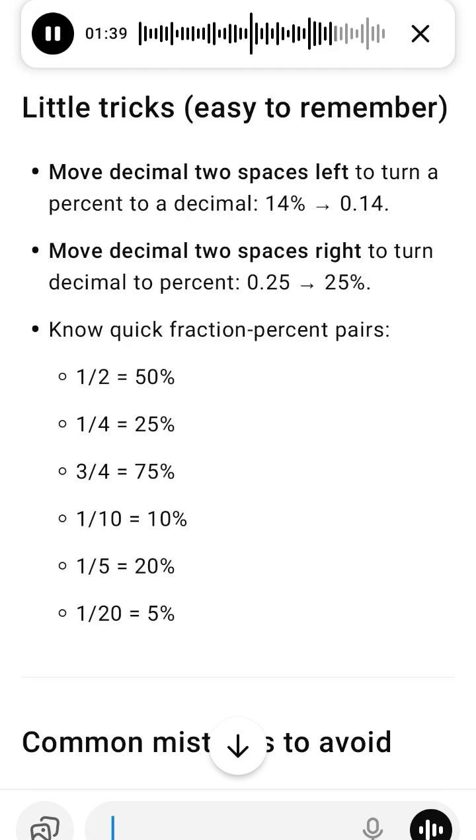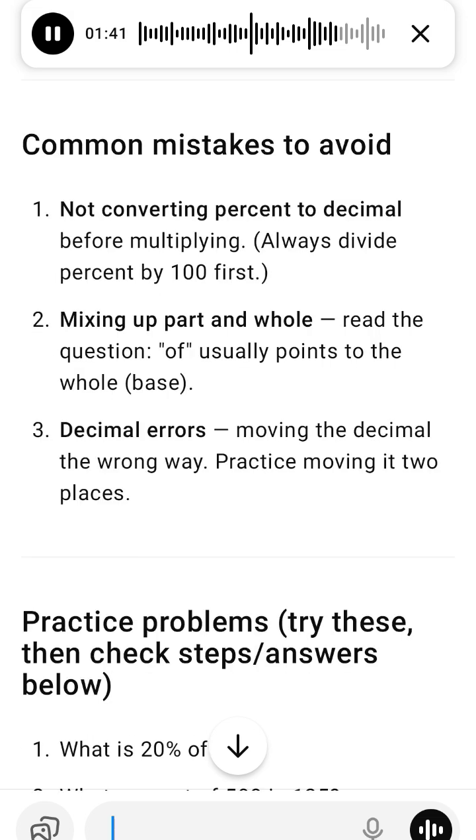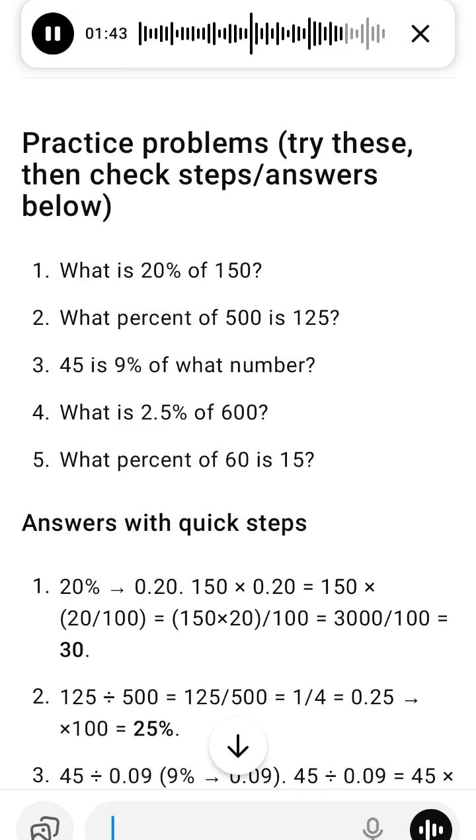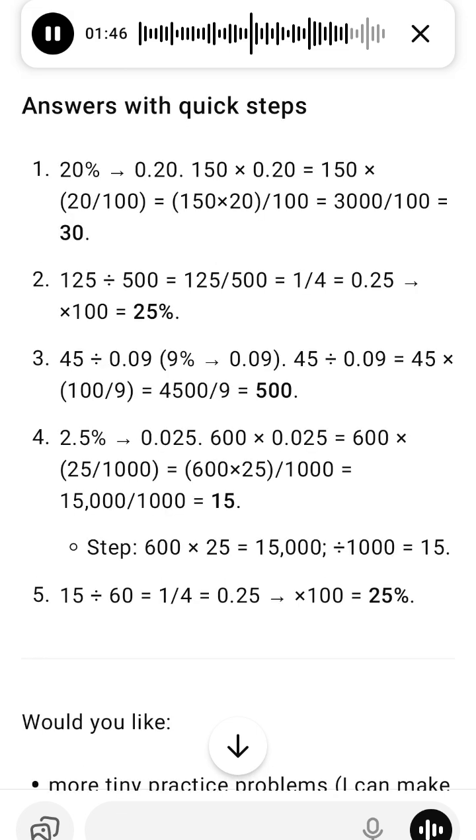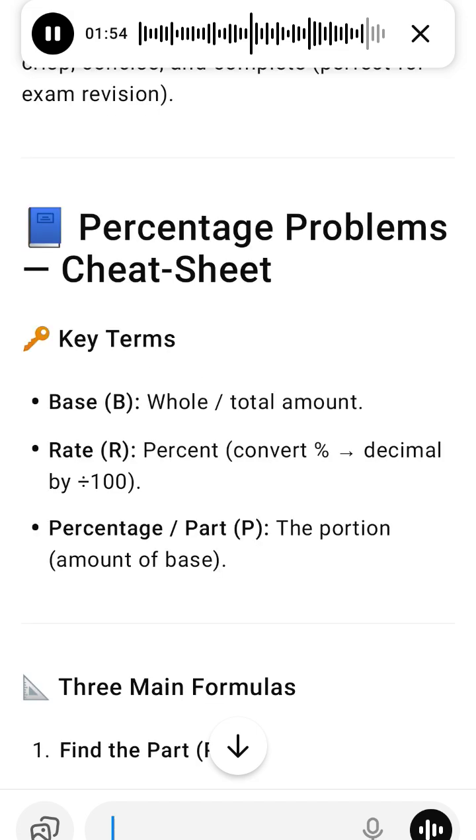Examples you must know. 1. Find the part: 14% of 300, 300 times 0.14 equals 42. 2. Find the rate: 120 out of 240 is 0.5, which is 50%. 3. Find the base: 225 is 25% of what? 225 divided by 0.25 is 900. Common mistakes: forgetting to convert percent to decimal, confusing part P with base B, moving the decimal the wrong way.